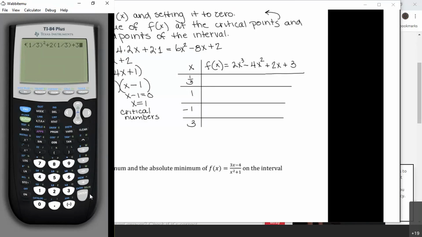Okay. Now that gives me about 3.2963, right? Okay, so I'm going to put this approximately 3.2963. Okay, so about that. And again, I'm sorry, my handwriting's starting to get away from me. Okay, so that's about what that is. Let's check some of the other values.